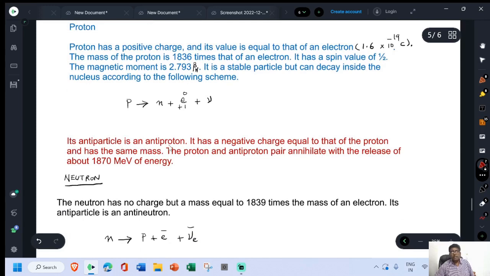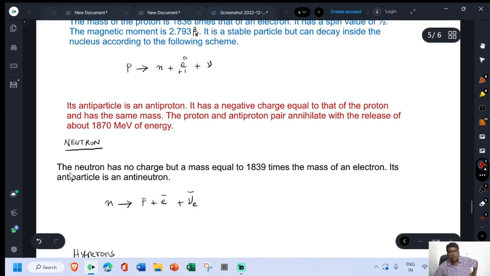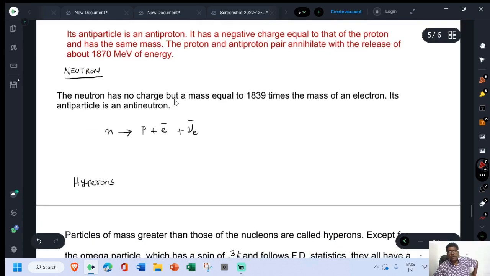Its antiparticle is an antiproton. It has a negative charge equal to that of the proton and has the same mass. The proton and antiproton pair annihilate with the release of about 1870 MeV of energy. Next case is neutron. The neutron has no charge but a mass equal to 1839 times the mass of an electron. Its antiparticle is an antineutron. Neutron decays into a proton, electron with the release of an antineutrino.